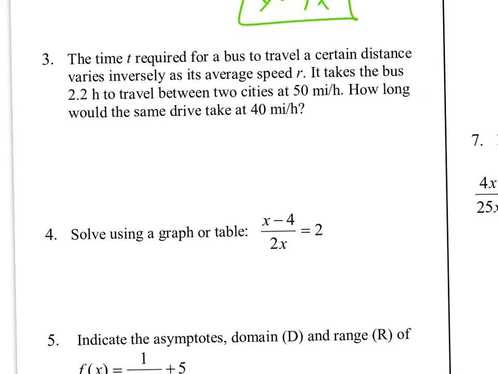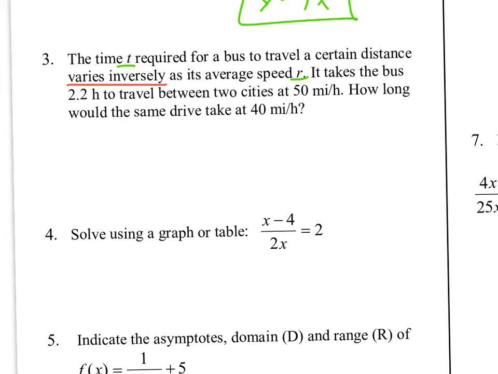Number 3, we got the time t. I'm going to go ahead and underline t because that's going to be important. The time t required for a bus to travel a certain distance varies inversely. There's our magical words, varies inversely, as its average speed r. So there's our other important letter. It takes the bus 2.2 hours to travel between the two cities at 50 miles per hour. How long would the same drive take at 40 miles per hour?